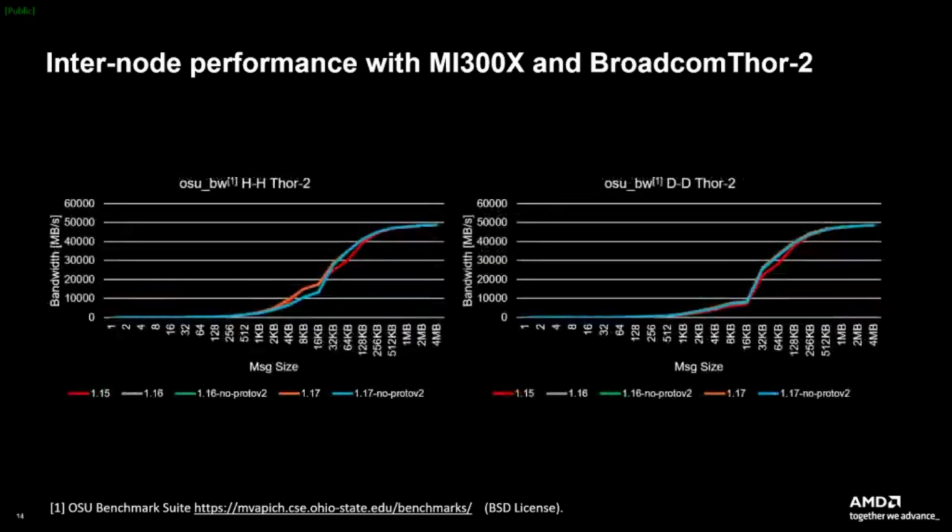And if we look at the bandwidth again, with Thor 2 devices, the peak bandwidth is again roughly the same with all of the UCX versions tested, both for host and for device memory. All right, so this is again, yeah.